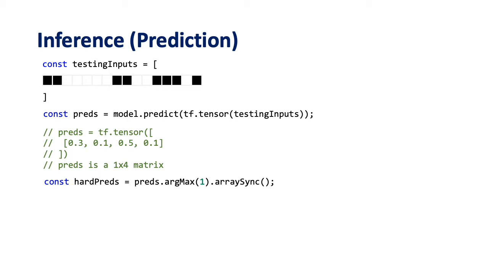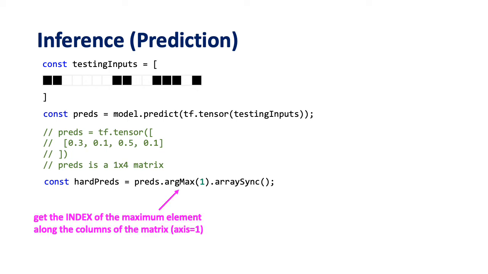We convert that into a hard decision by taking the argmax along the columns of the matrix. So argmax gives you the index of the maximum element along a certain dimension of the matrix. In this case, we get it along the columns. So it would give you the number 2 because number 2 has the value of 0.5, which is the highest in the column of the matrix.